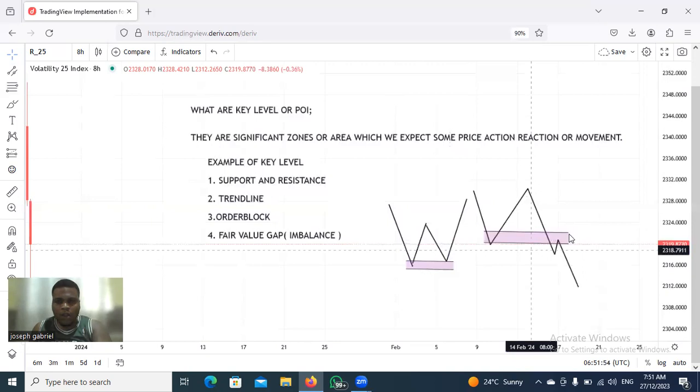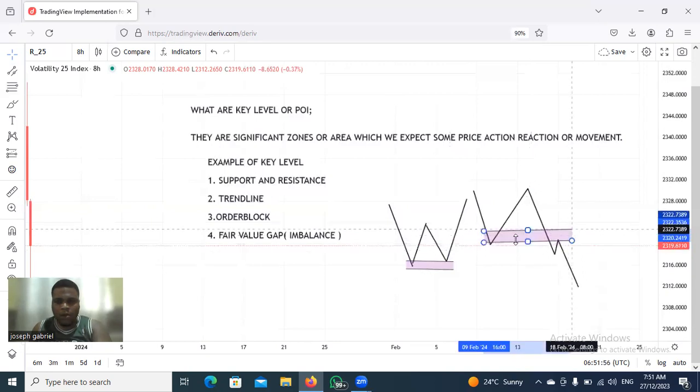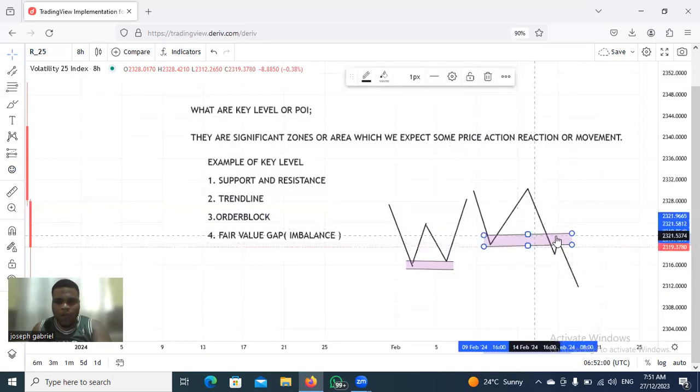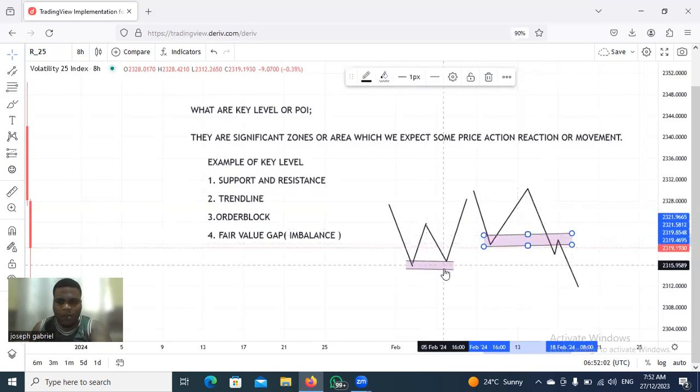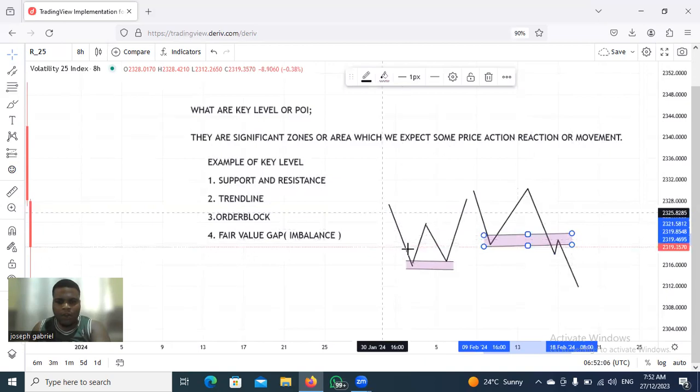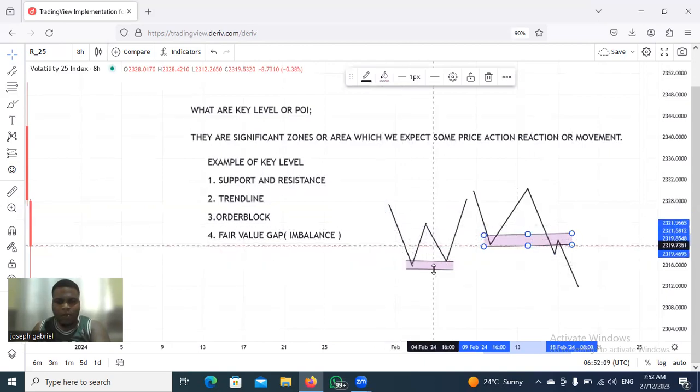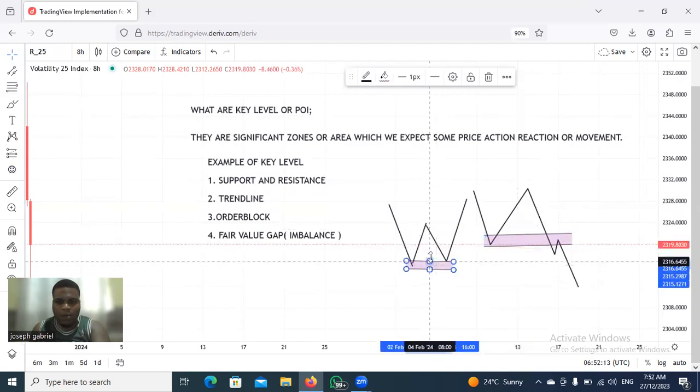So traders, you can see this here on my chart. This first one over here, you can see that this is a support. Price came here from a downtrend, bounced up, and came back again to test that support order block here. Okay, so we have a support. I'm starting with the support first.